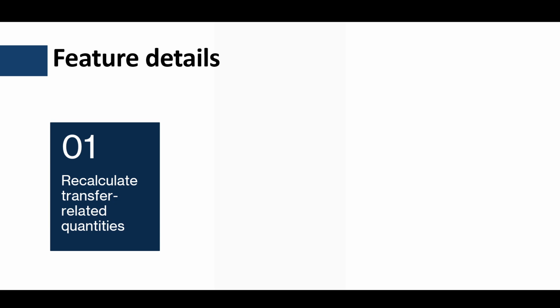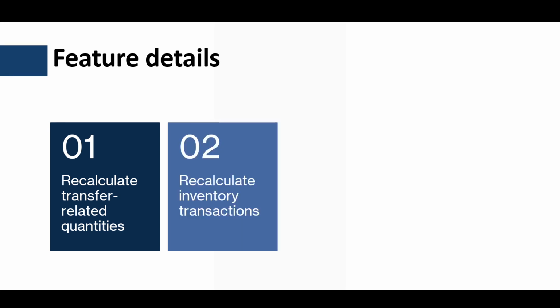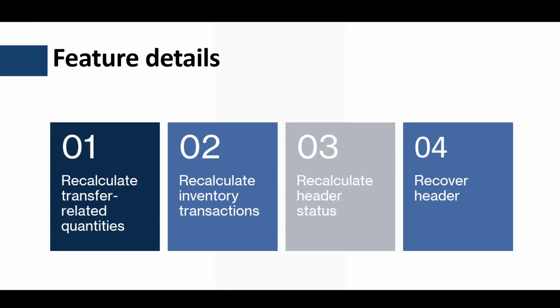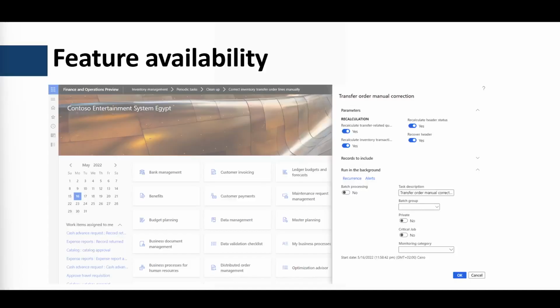Using this feature, you can recalculate and correct the transfer order related quantities like the shipped quantity, the remaining received quantity, and the remaining shipped quantity. Recalculate and fix the orphaned inventory transactions. Recalculate and correct the transfer order header status. Last but not least, you can recover the removed transfer orders as long as the inventory transactions and the transfer order lines still exist.